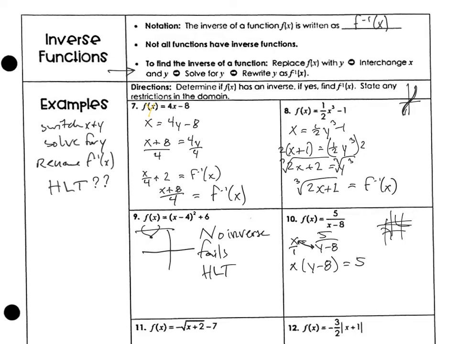Divide both sides by x. Why distribute? This doesn't make any sense. I don't want to have x twice. So now y minus 8 is equal to 5 over x, and then we can just add 8. So 5 over x plus 8 is the inverse.